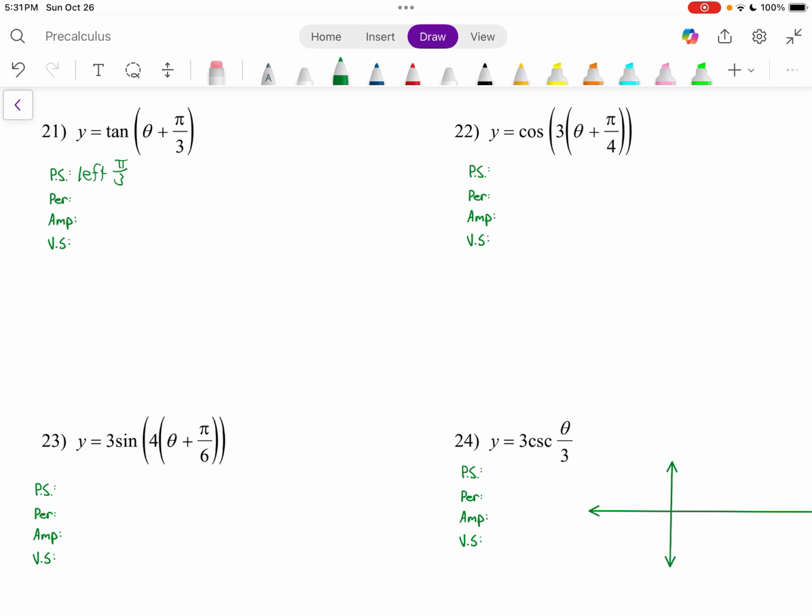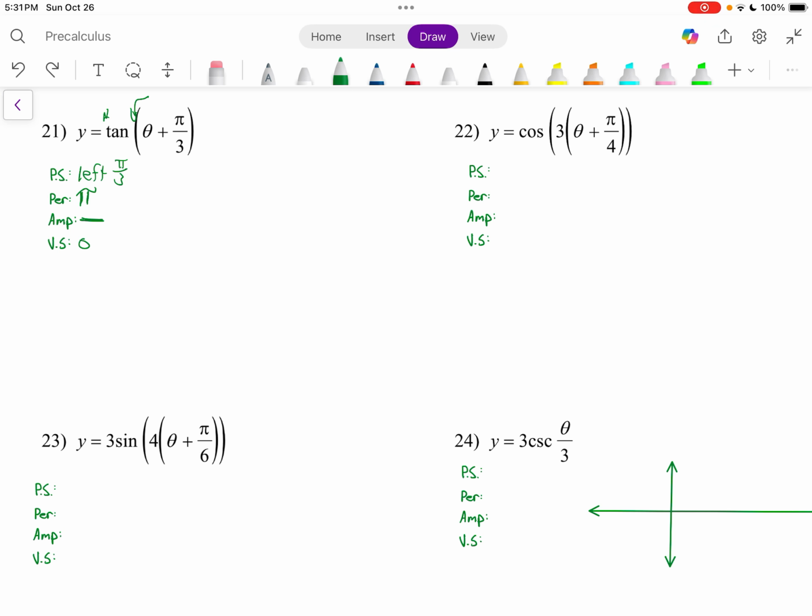We're dealing with tangent here. There's nothing multiplied in front of theta, so it's just the normal period, and tangent has a normal period of pi. Amplitude, that would be if something's multiplied here. Tangent actually doesn't have an amplitude, it makes it steeper if something's there, but nothing to be concerned with there. And vertical shift, there's nothing added out here, so that is also 0.